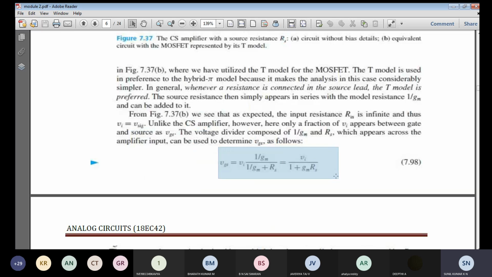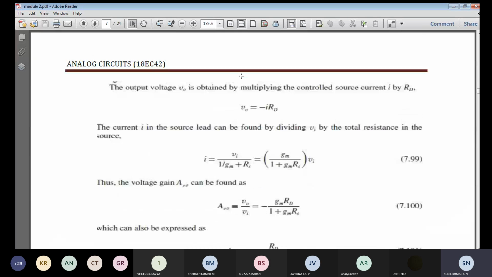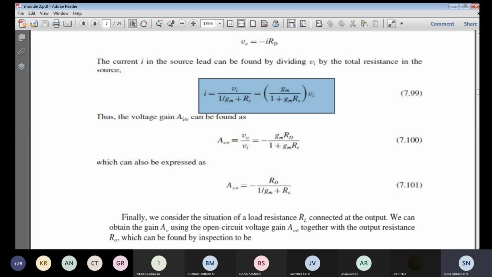So what is the input voltage? The input voltage will be reduced by a factor of this, as well as the output voltage is this, and we need to find the current expression. We have found the current, and now we need to find the open circuit voltage gain AV0. Remember that there will be no load resistance, and the gain which you find without a load resistance is called the open circuit voltage gain.